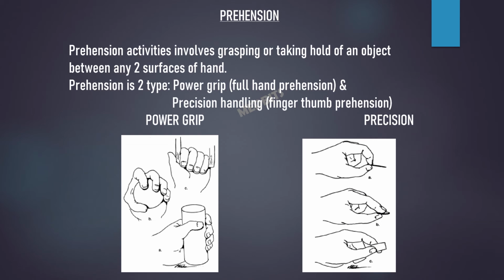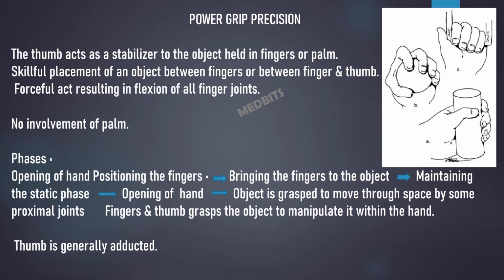Okay guys, now coming to the next topic, prehension. Prehension activities involve grasping or taking hold of an object between any two surfaces of the hand. Prehension is of two types: power grip, which is full hand prehension, and precision handling, which is finger-thumb prehension. You can see here power grip and precision.